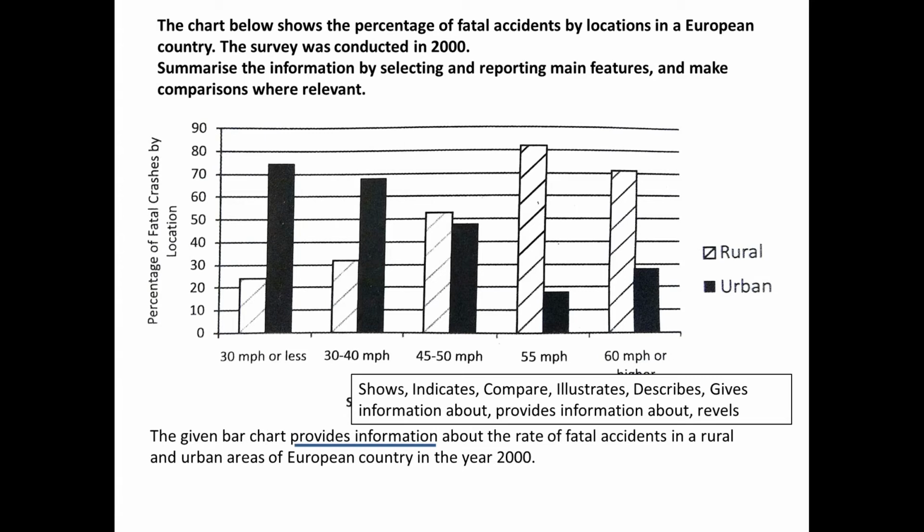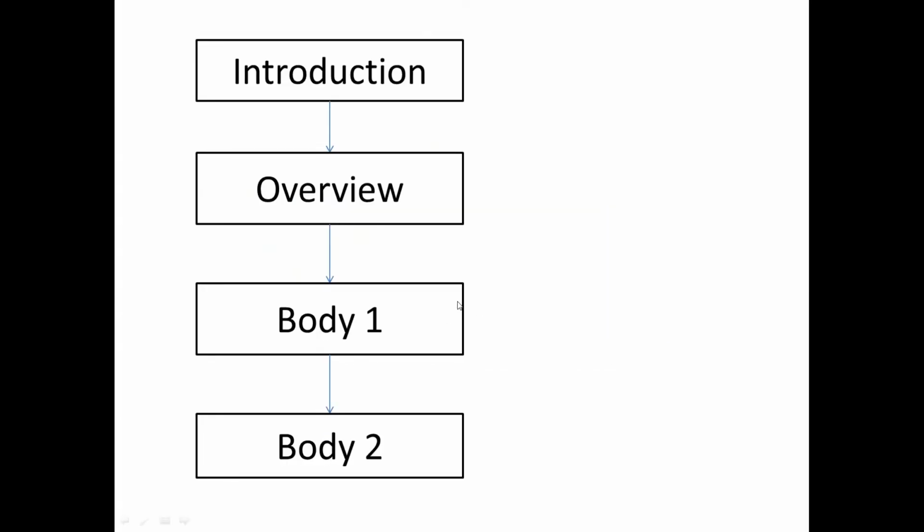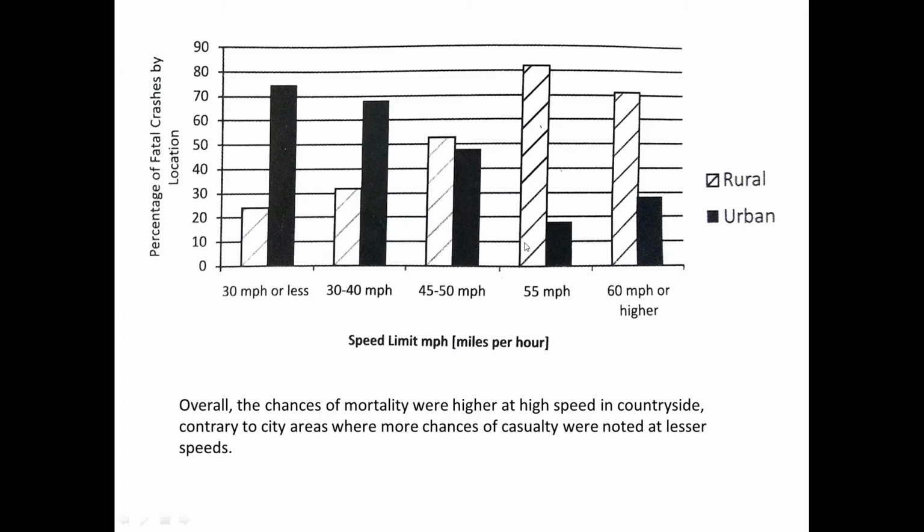Now after writing introduction, let's check out the IELTS band 9 axis structure again and see what we have to do now. As we have done introduction, let's move to the overview. So here in the overview we have to just write the main striking features like highest point and lowest point, but I have written the thing that is happening in the graph. Like in the beginning we can see urban areas have more accidents, and in the ending, like at the higher speeds, the rural area has more accidents.